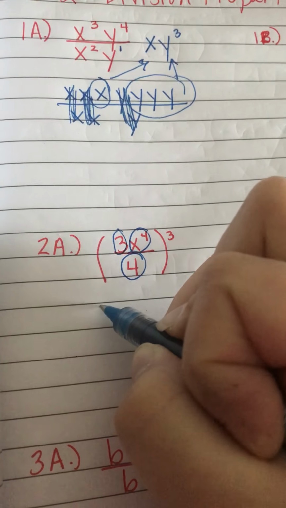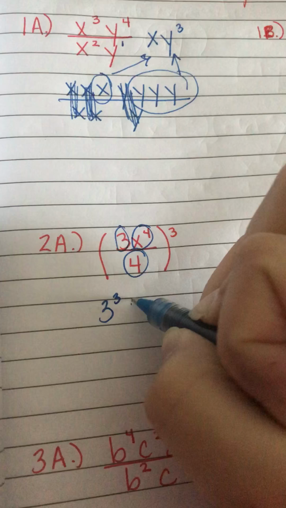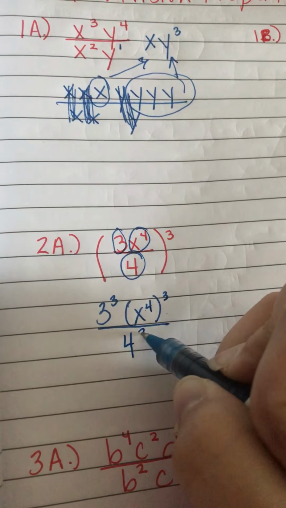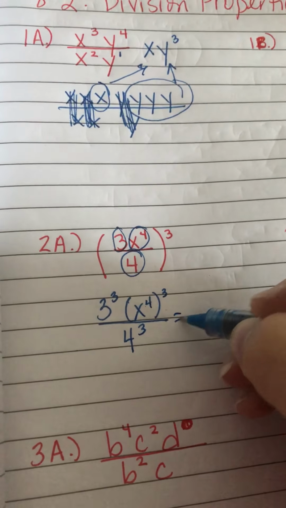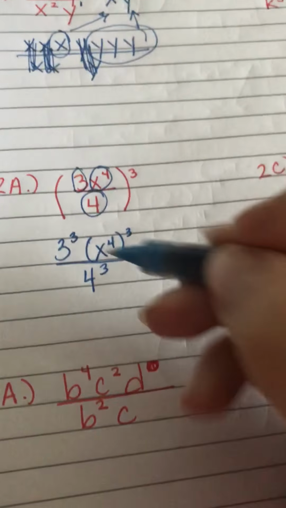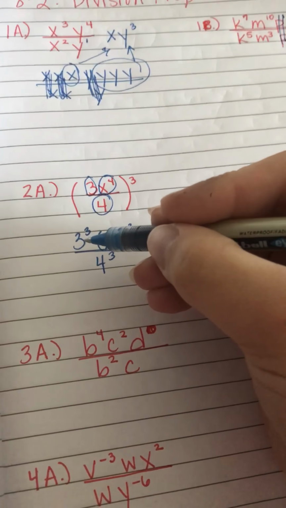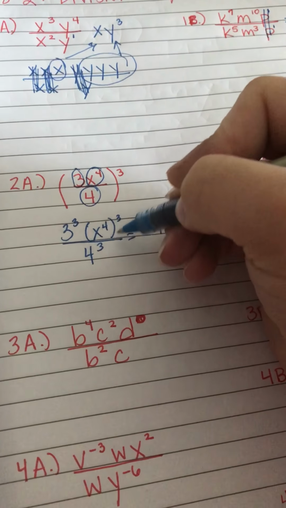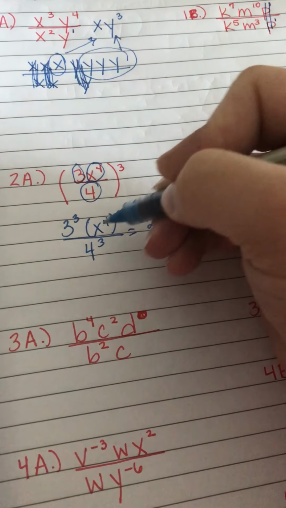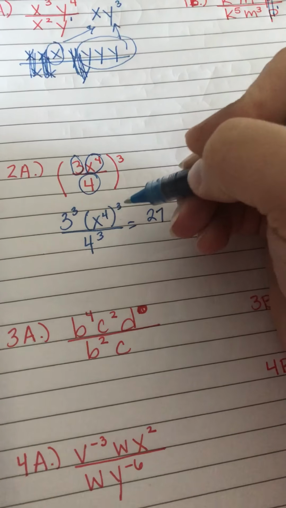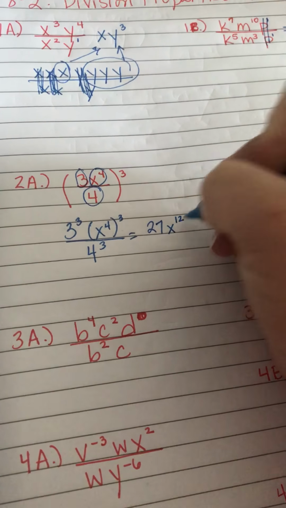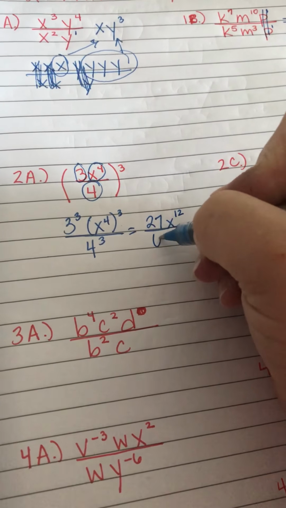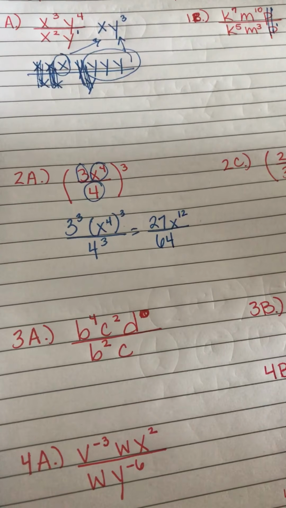So I'm going to rewrite. It will give me 3 to the 3rd power, x to the 4th to the 3rd power, and 4 to the 3rd power. Okay, so if I expand that, 3 to the 3rd power is 3 times 3 times 3, which is 27. This, remember, has a parentheses and an exponent outside, so this is our multiplication one. 4 times 3 is 12, so I have x to the 12th. And then on the bottom, 4 to the 3rd power is 4 times 4 times 4, which would give me 64. And I think that I'm finished here.